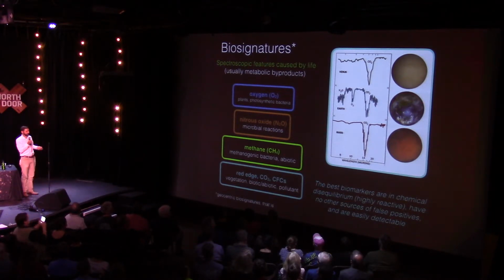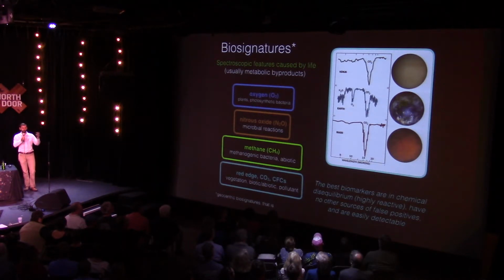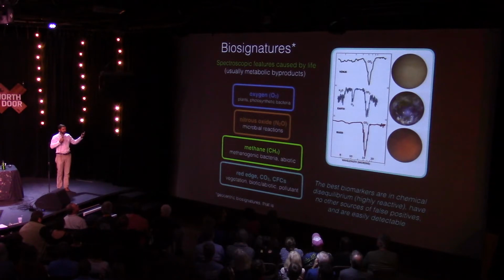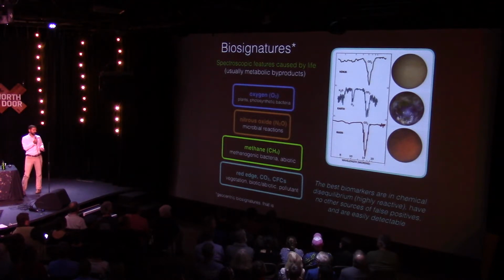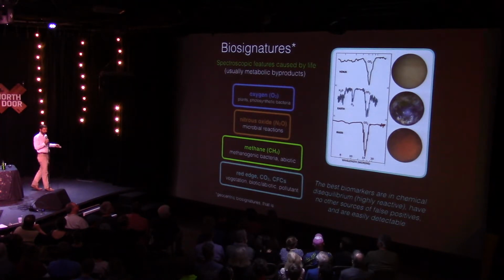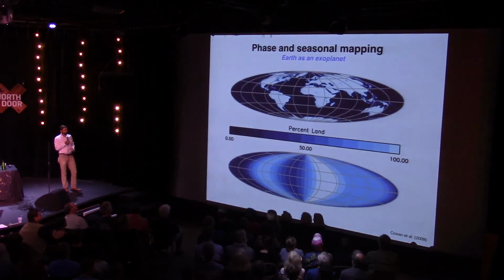But the best biomarkers are those that are in chemical disequilibrium, which means if you put some of those molecules in the atmosphere, they'd go away on really short time scales. So that means that it's regenerated. We also want biosignatures that are unique and can't be caused from geological processes, like carbon dioxide from volcanoes. And we want them to be easily detectable.